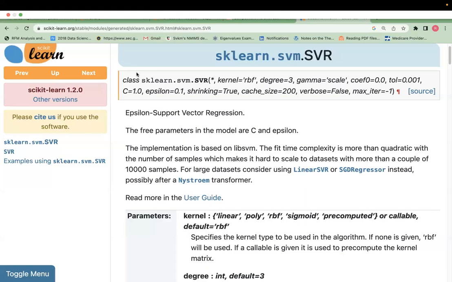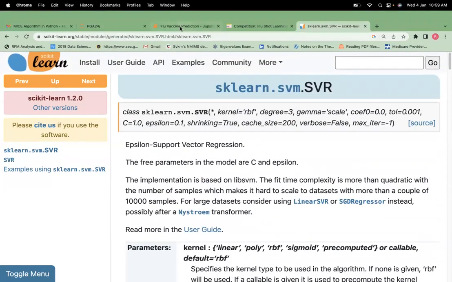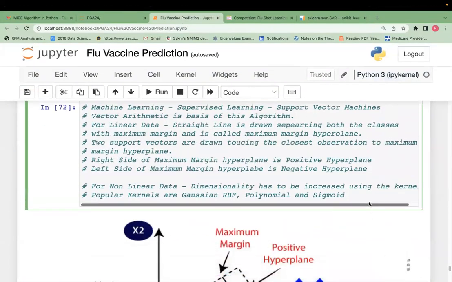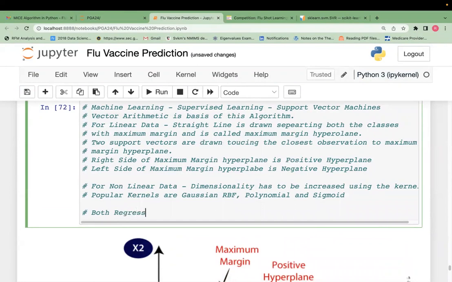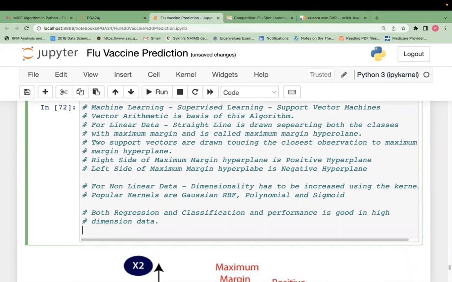Okay, so this is the understanding of support vector machines or support vector classifiers, SVC or SVR. Both a regression algorithm as well as a classification algorithm, and performance is good on high dimension data. And images are all high dimension data. Images will be high dimension data by default.